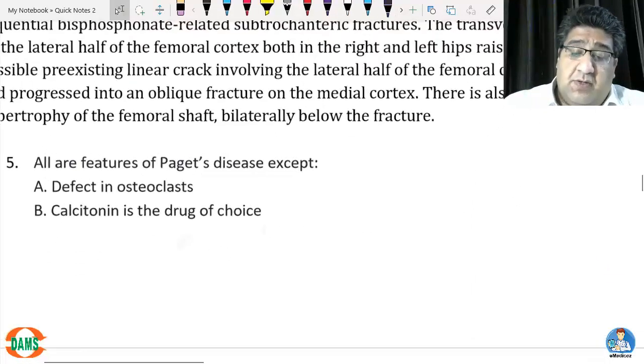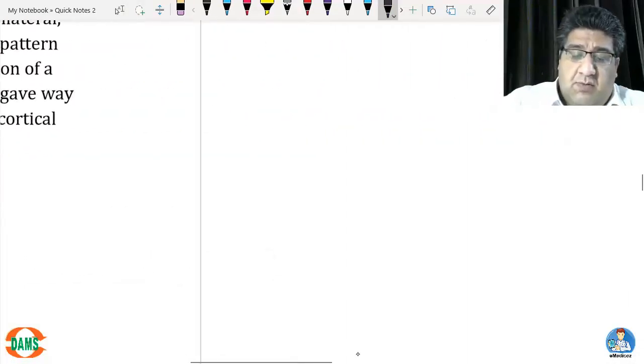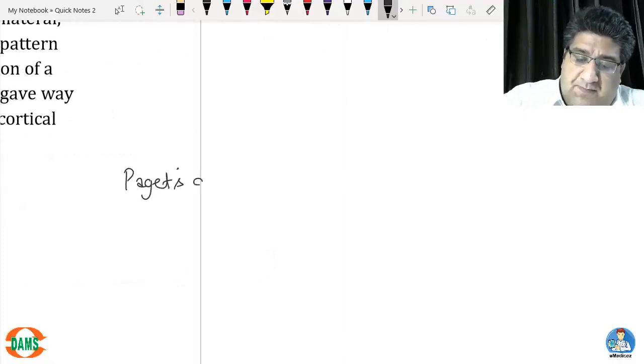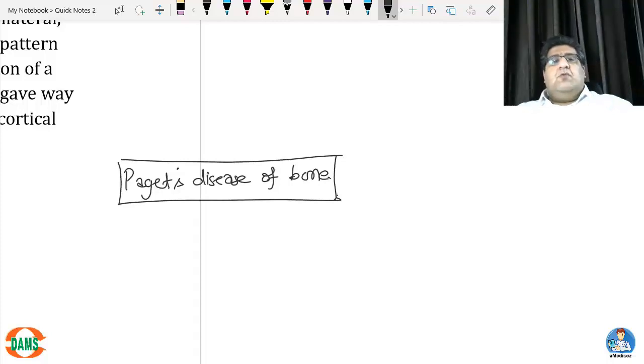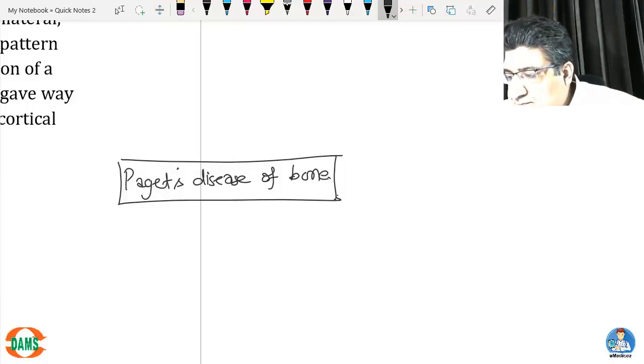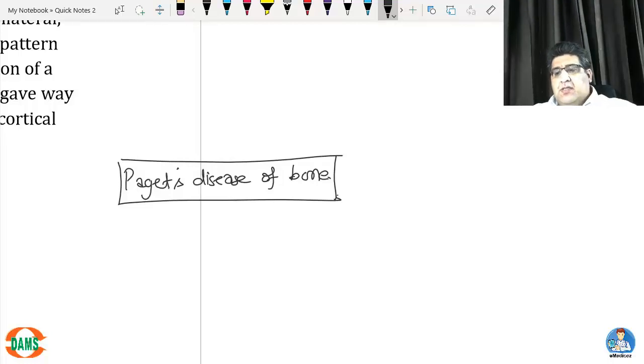Now, when we talk about question number 5, I'm not going to read it out for you. I'm going to straight away talk about a very important topic here that is called Paget's disease of bone. See, before I start the discussion, I'm sure you guys are intelligent enough to understand that osteoblast makes bone. Osteoclast eats bone. Very simple. Okay. Now, what I want you to understand is that there is something called a high turnover bone disease. Now, when I say high turnover bone disease, what does that mean?